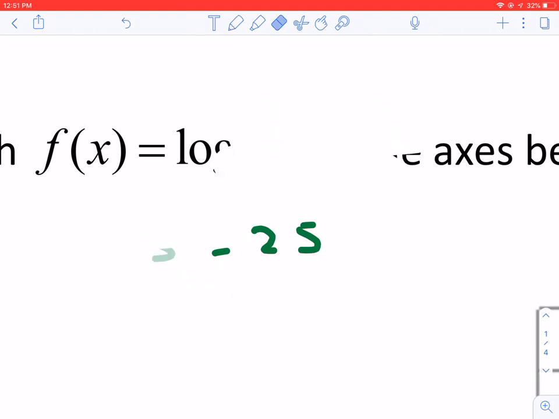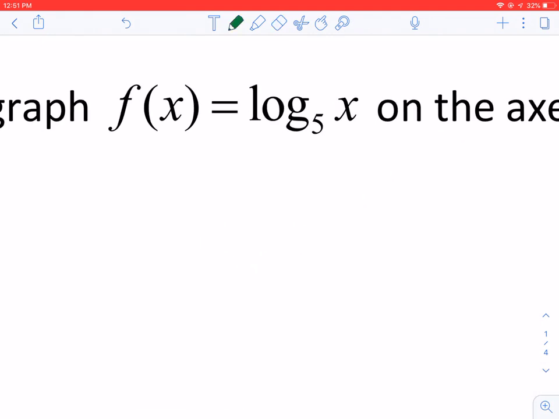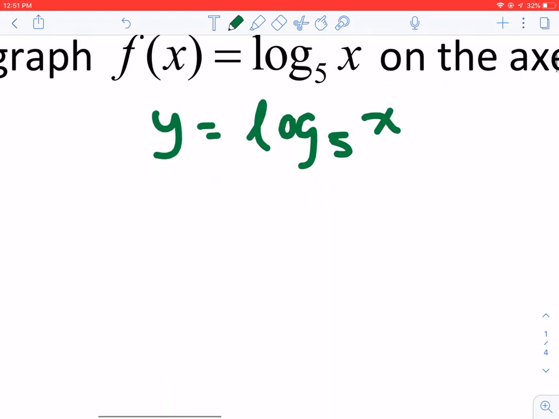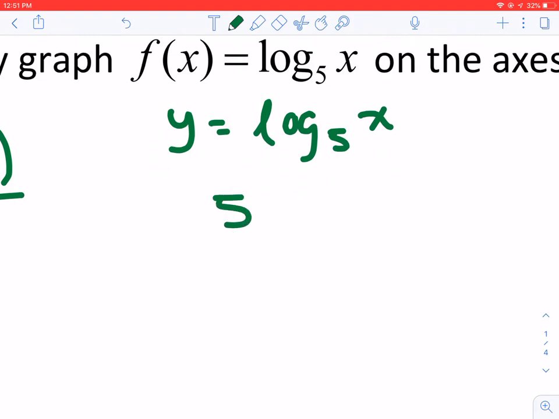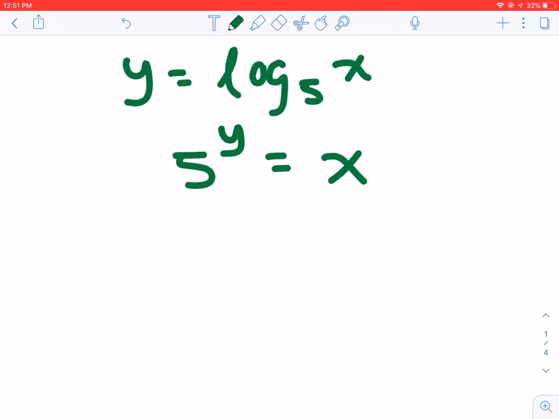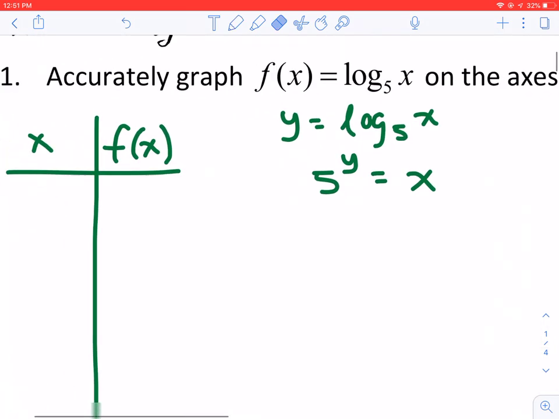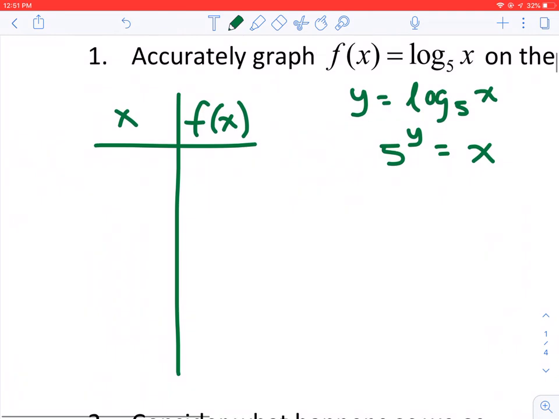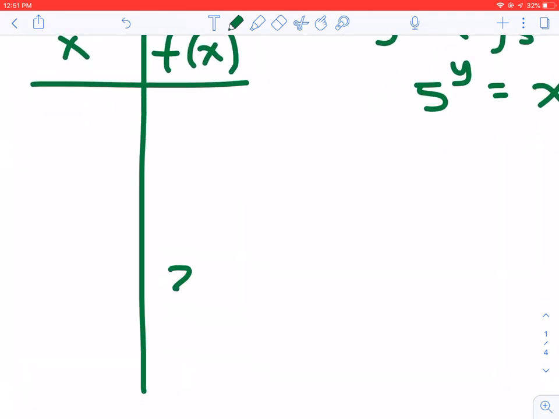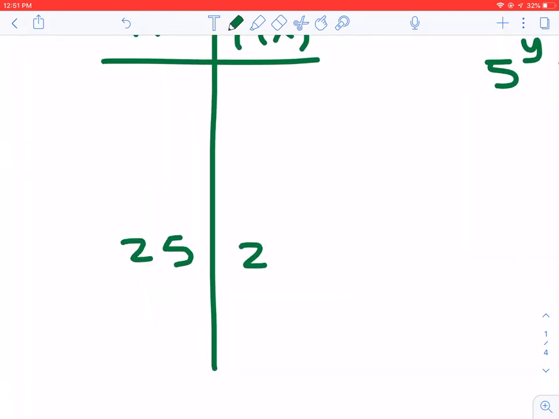But I wouldn't recommend plugging in values for x first. What I would do is write this in exponential form. I'm just going to make f of x y to make it easier. So in exponential form, that's 5 to the y power equals x. This is one of those weird functions where it makes a lot more sense to plug in for y first and then figure out the x value after, even though our x values are still technically our inputs.